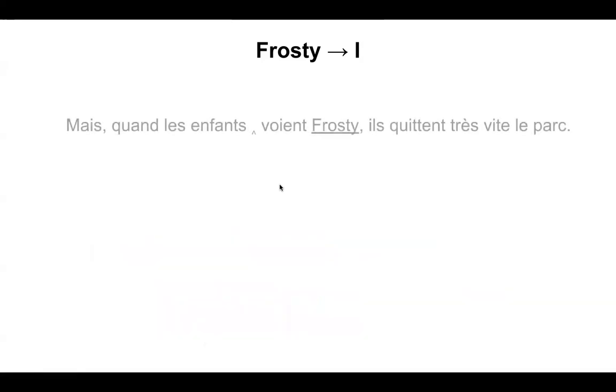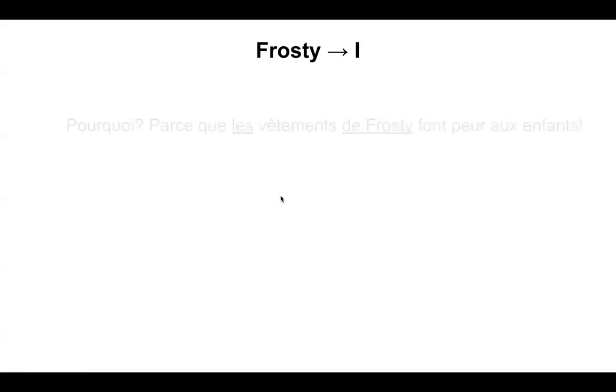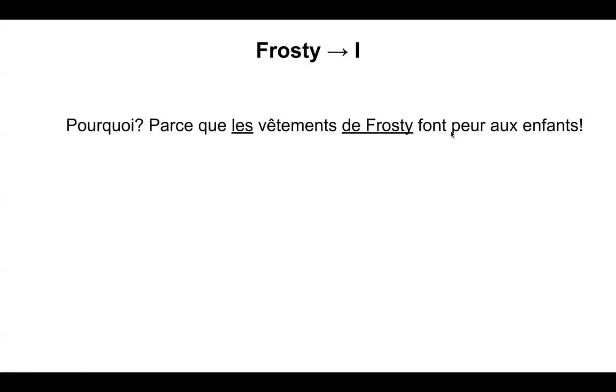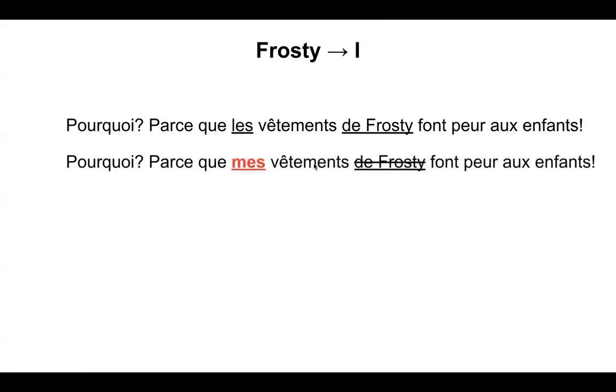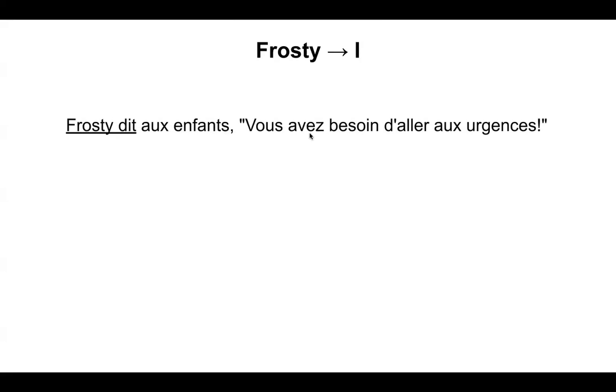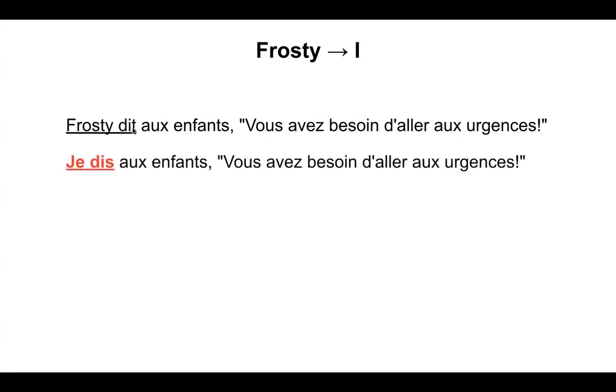Here we go. Oh, c'est la même chose. OK, voilà. Pourquoi? Parce que les vêtements de Frosty font peur aux enfants. Why? Because the clothes of Frosty. Now we want to say my clothes. Oui. So that is just mes vêtements. And then we get rid of Frosty. So, pourquoi? Parce que mes vêtements font peur aux enfants. My clothes make the children scared. Okay, bon, on continue. Frosty dit aux enfants, vous avez besoin d'aller aux urgences. Encore, Frosty, on change à je. Et dit, on change le T à un S. Je dis aux enfants, vous avez besoin d'aller aux urgences.